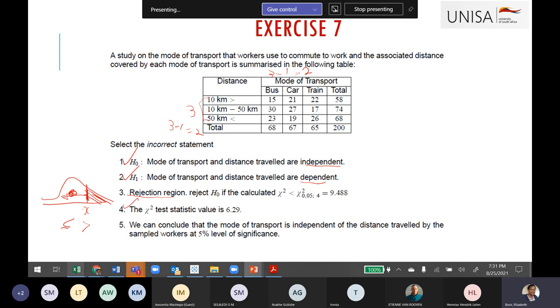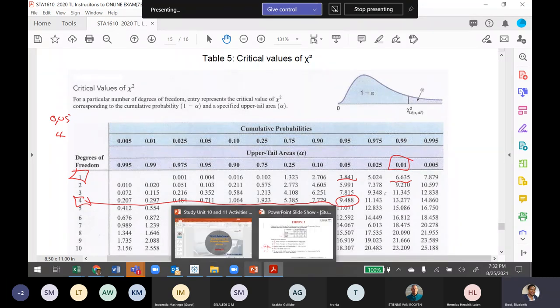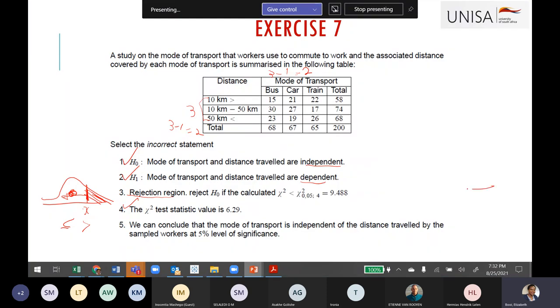So it means I'm going to use my alpha of 0.05 because they gave me that. I need to go look on the critical value table, 0.05 and four. And I think we did look for that. 0.05 and 4 is 9.488. So if that is my critical value at 5%, actually, I don't even have to draw another graph because I have a graph here. So we know that our critical value is 9.488. Our test statistic, it's 9.6, so it falls in there.